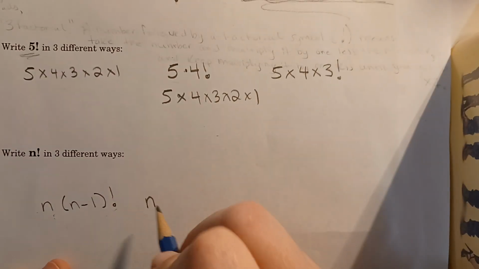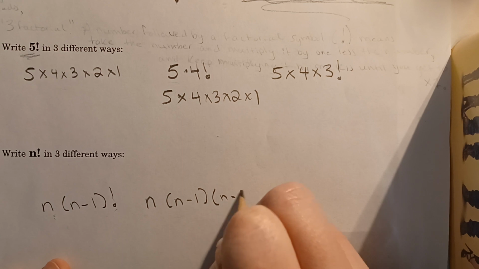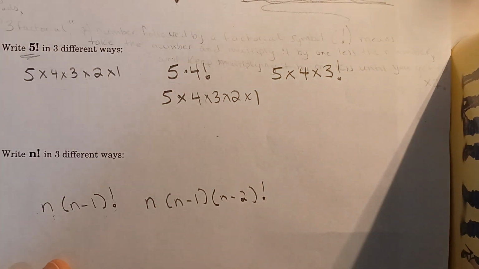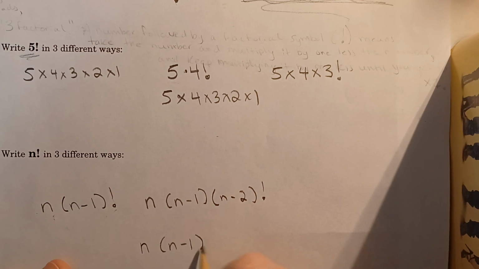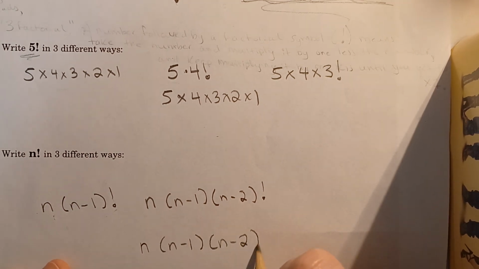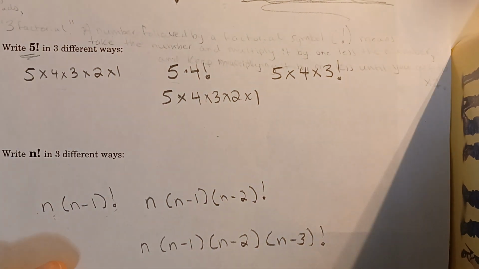So we could also write it like this: n times n minus 1 times n minus 2 factorial. That's fine. Or n times n minus 1 times n minus 2 times n minus 3 factorial. Those all mean the same thing.